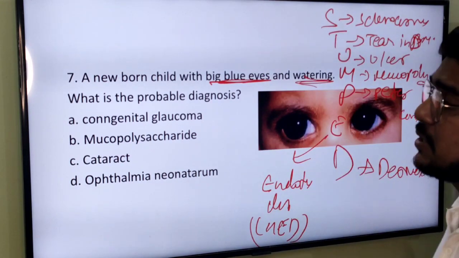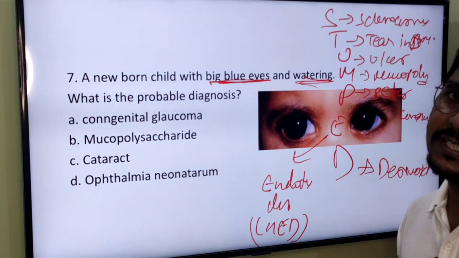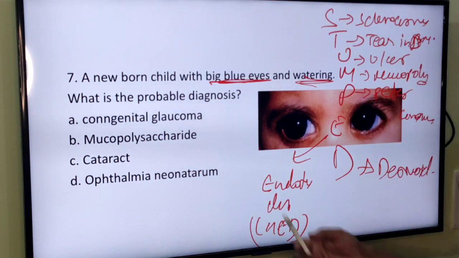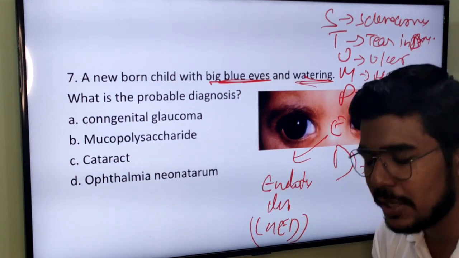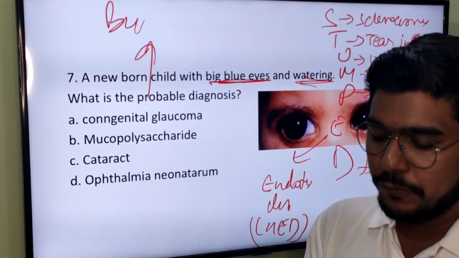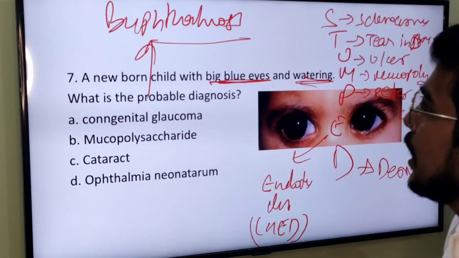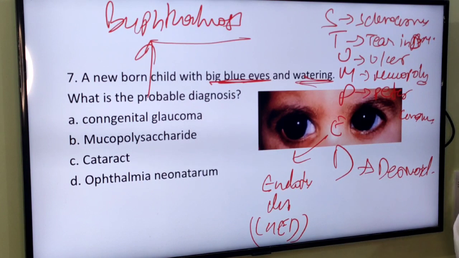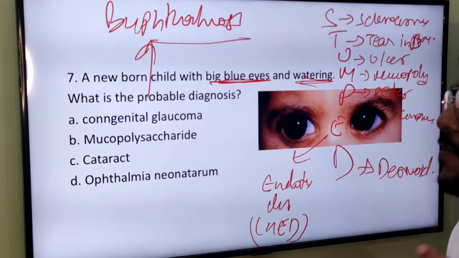Now you have to answer why it is congenital glaucoma and why it is mucopolysaccharidosis. It is very simple to understand that the question has the hint of big blue eyes, and in congenital glaucoma, what we also call buphthalmos because of the large size. Obviously if you measure the IOP it is also increased, and the most common features, watering and photophobia, are very common in this child.